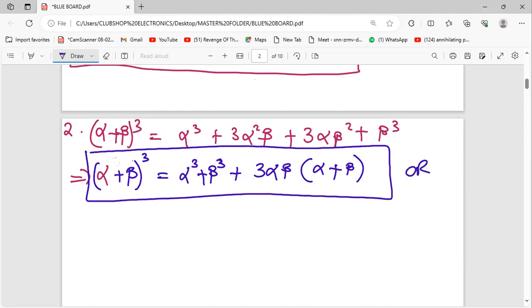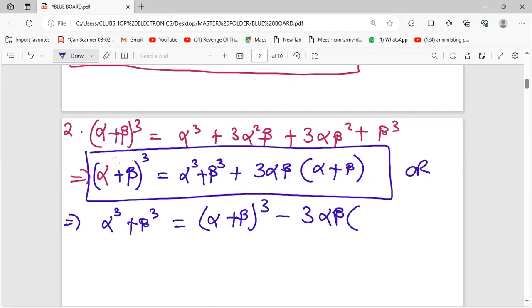Or from here we can say alpha to the power 3 plus beta to the power 3 is equal to alpha plus beta to the power 3 minus 3 alpha beta open bracket alpha plus beta. This one also helps you.